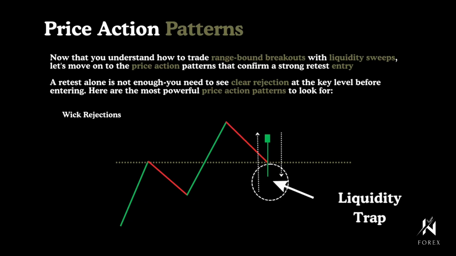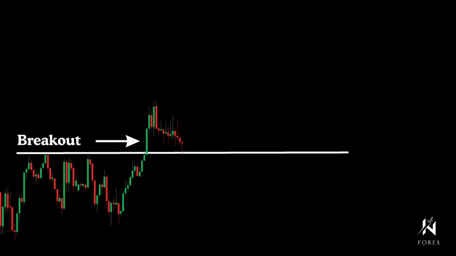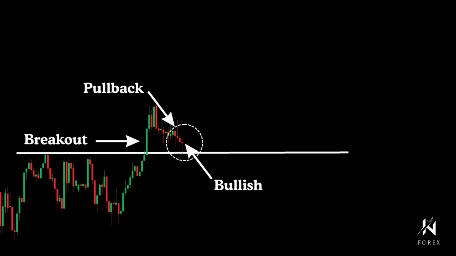The more frequent the wicks, the stronger the zone. It means price is struggling to break it, creating a high probability entry setup. When price breaks above a major resistance and then dips back to test it as new support, a bullish pin bar can be your go-to sign of a strong rejection. A pin bar is a candlestick with a long lower shadow and a small real body, showing that buyers stepped in during the retest phase.